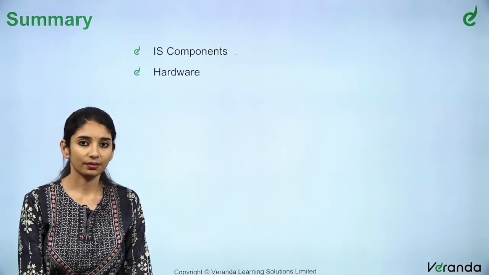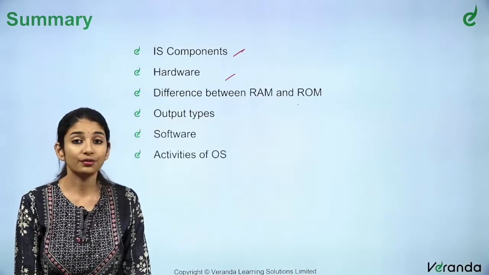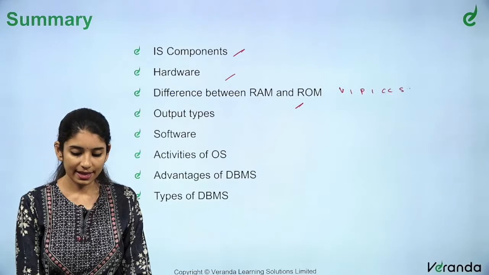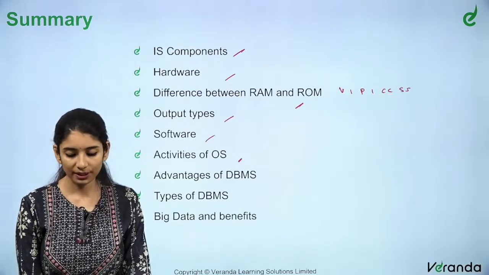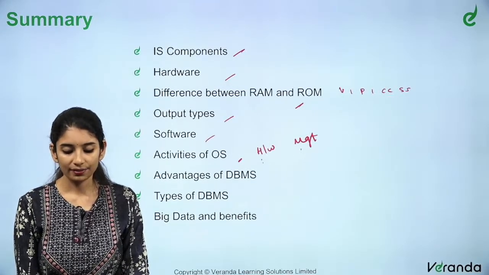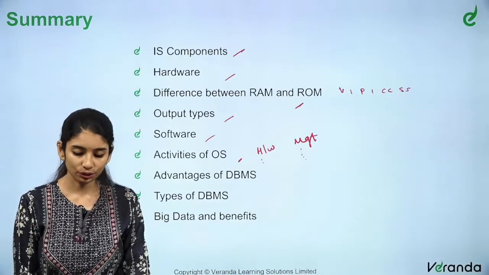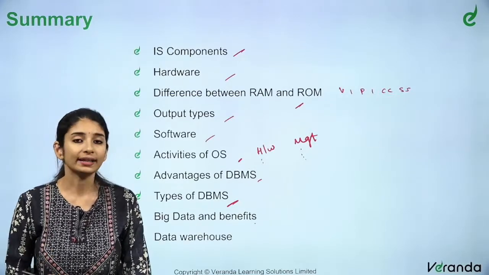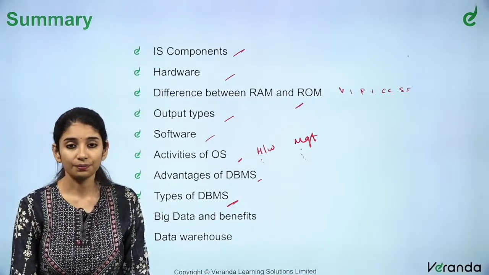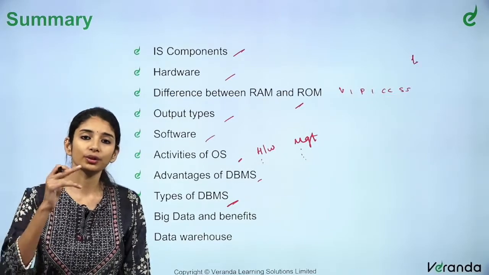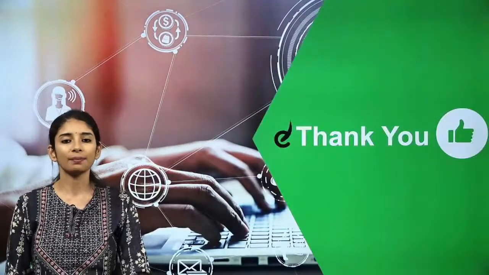Okay. So in the previous unit, we had seen questions from chapter 3 on IS components, hardware, difference between RAM and ROM, VI, PI, CC, SS, output types, software, activities of operating system, where we had 2 points on hardware and 5-6 points on management. Then we had advantages of DBMS, types of DBMS, advantages, disadvantages of DBMS, types of DBMS, big data benefits and data warehouse. And in this chapter, we have seen physical controls, logical controls, before that preventive, detective and corrective controls, along with a few data mining techniques.